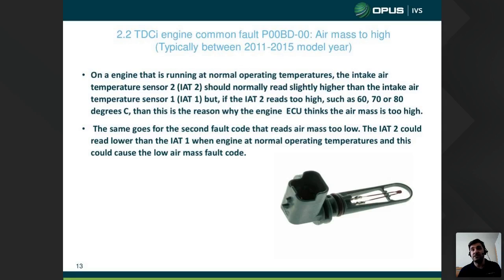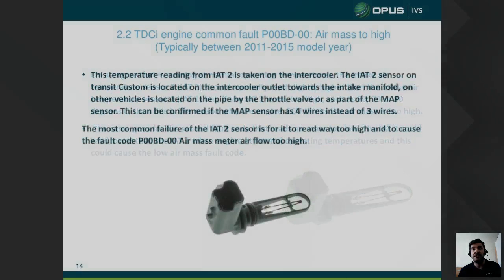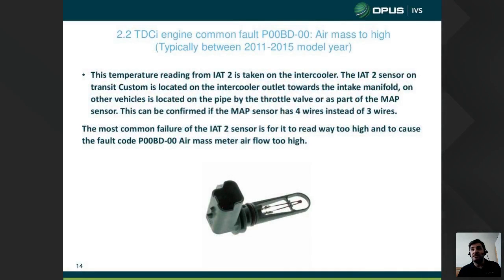The same goes for the second fault code that reads air mass too low. The intake air temp sensor 2 could read lower than intake air temp sensor 1 when the engine is at normal operating temperatures, and this could cause the low air mass fault code. This temperature reading from intake air temp sensor 2 is taken on the intercooler. On Transit Custom it is located on the intercooler outlet towards the intake manifold.